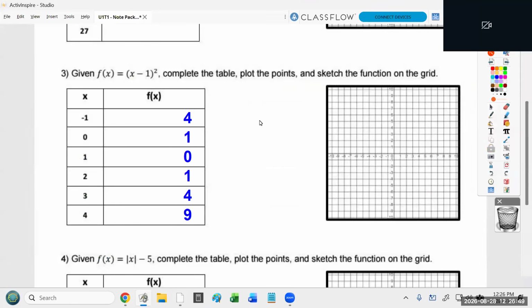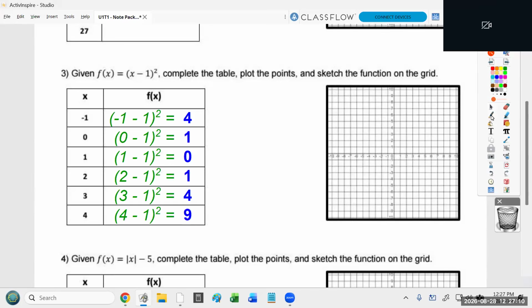Now, if I really wanted to, I could have done the mental math. I could have said, what is -1 minus 1 squared? What is 2 minus 1 squared? What is 4 minus 1 squared? If you want to do that mental math, more power to you. Okay, but that's not required because you can get it directly off the calculator.